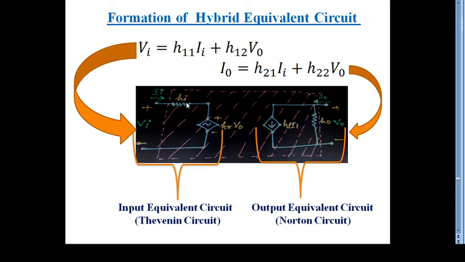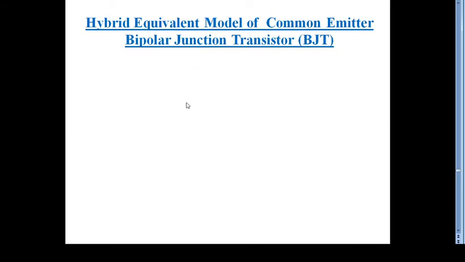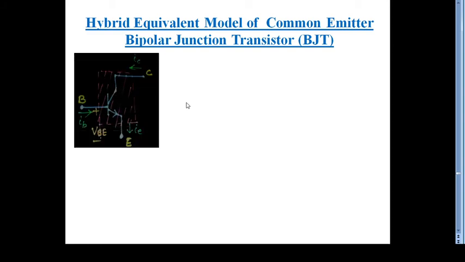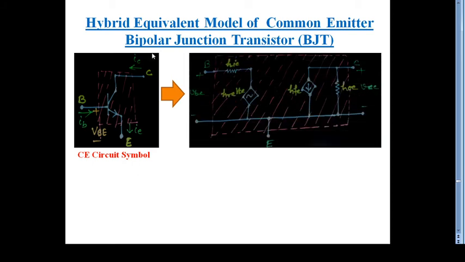Okay, now the hybrid equivalent model of a common emitter bipolar junction transistor. So, the hybrid equivalent model of a common bipolar junction transistor, BJT. This one is our BJT. So what we can say, this one is a common emitter configuration. Very simply the same thing, in terms of emitter, common emitter.